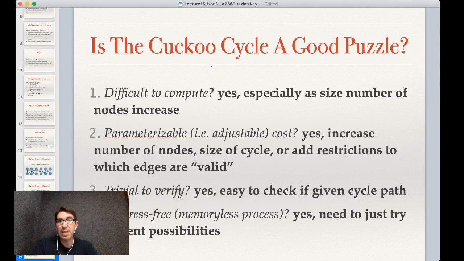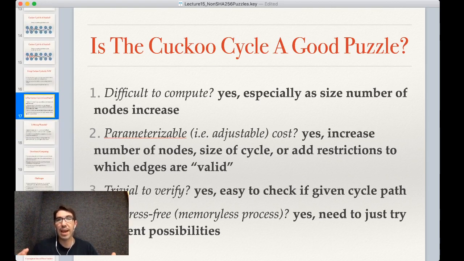So is this a good puzzle? Yes, especially as we get a large number of nodes. It's parameterizable because there are a lot of ways to adjust the difficulty here. We can increase the number of nodes or the size of the cycle you need to find. We can add restrictions to which edges are valid. Like we could say any node that's even has to go to an odd node and vice versa. So we just made it more difficult by adding restrictions to which edges we can follow.